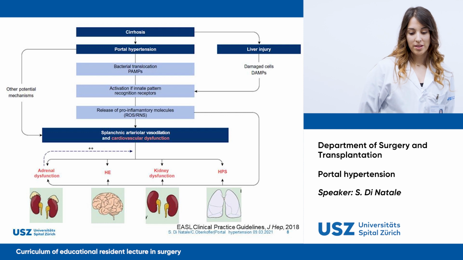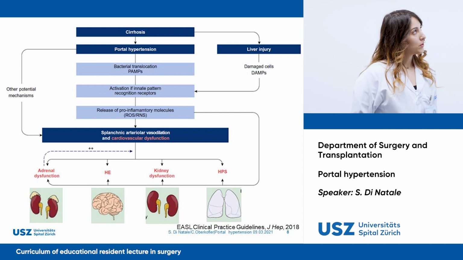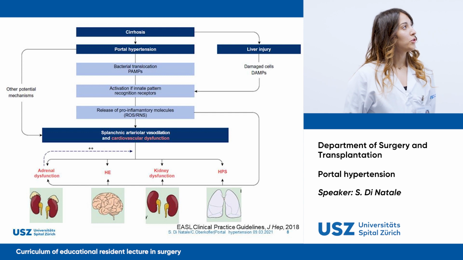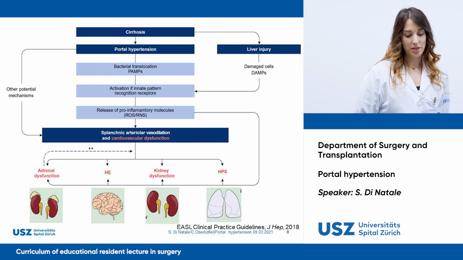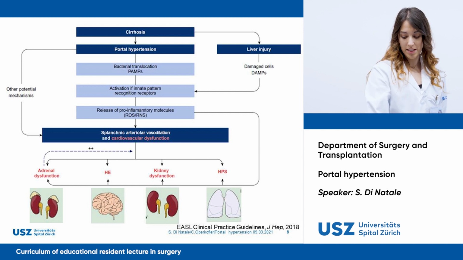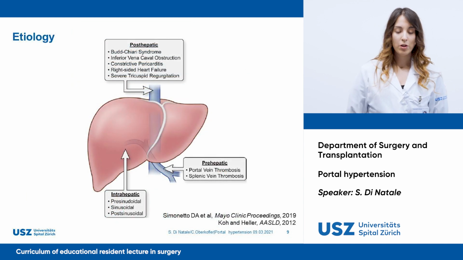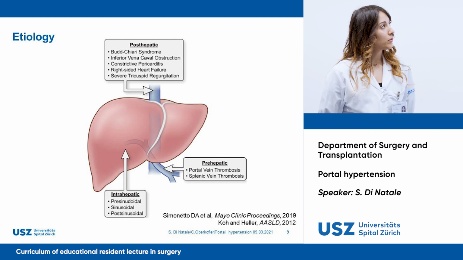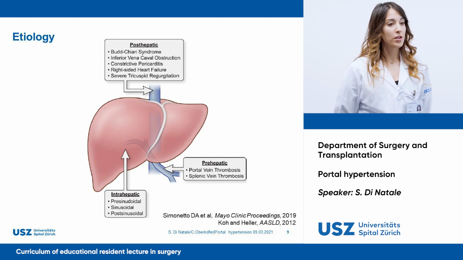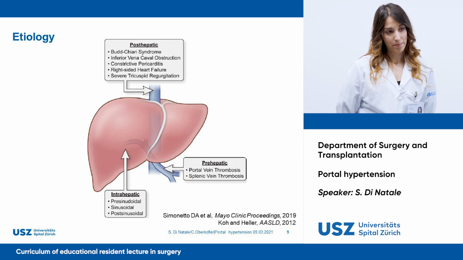On this slide, you can see the most recent theory. Cirrhosis and portal hypertension cause bacterial translocation through pathogen-associated molecular patterns, which release pro-inflammatory molecules and cytokines, and this causes splanchnic vasodilatation. This may have an effect on different organ systems such as the adrenal glands, the brain, the kidneys, and the lungs. Now, according to the pathophysiology, any condition that interferes with the blood flow or the resistance in the portal circulation may lead to portal hypertension.